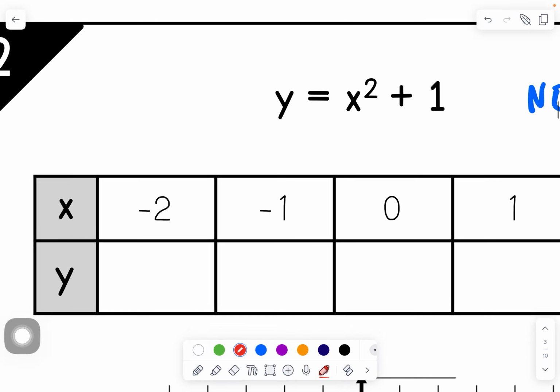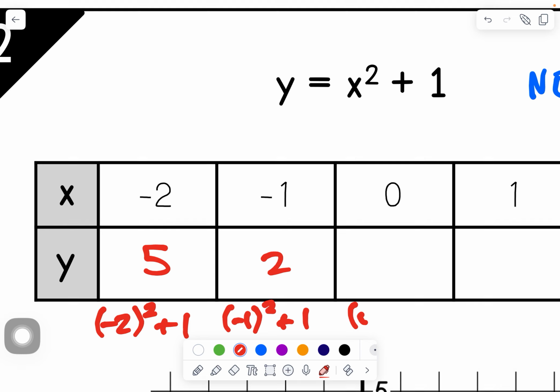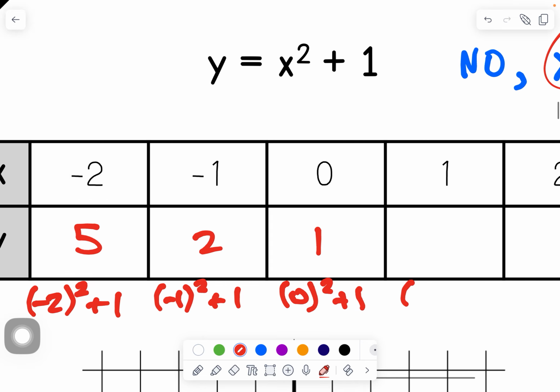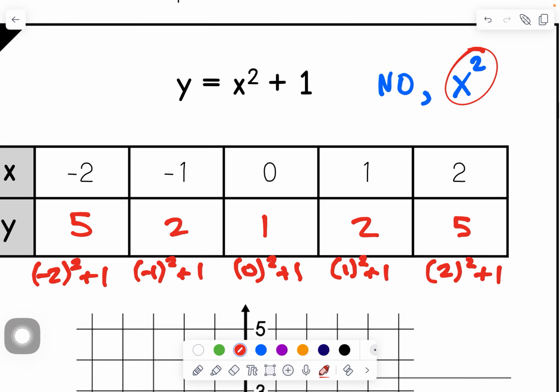Same way, I'm going to plug these numbers in. So I have (-2) squared plus 1, which gives me 5. Use a calculator if you need to. (-1) squared plus 1 gives me 2. (0) squared plus 1. Notice how I'm using parentheses to plug my numbers in. That gives me 1. (1) squared plus 1 gives me 2. And (2) squared plus 1 gives me 5.